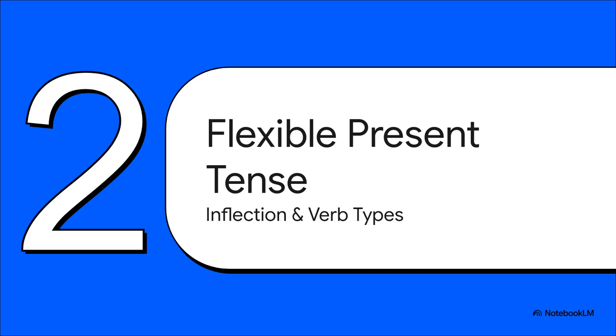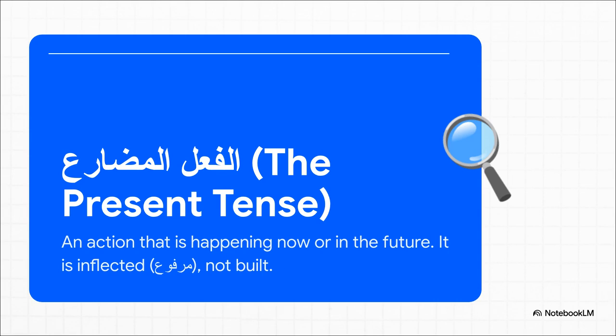All right, next up, the flexible present tense. So if the past tense was our solid, unchanging foundation, the present tense is where things get a little more flexible. It's dynamic, it's responsive. So the present tense, al-fi'l al-mudari'. It covers things happening right now or in the future, and here's the key difference from what we just learned.